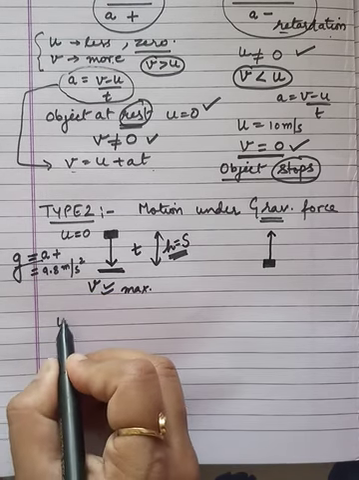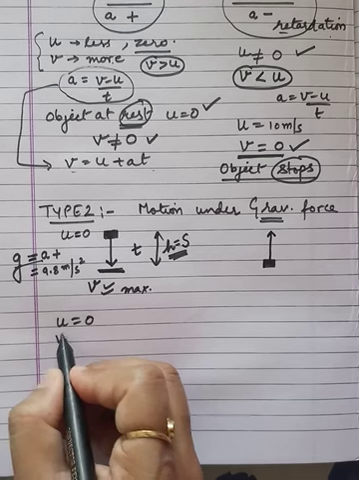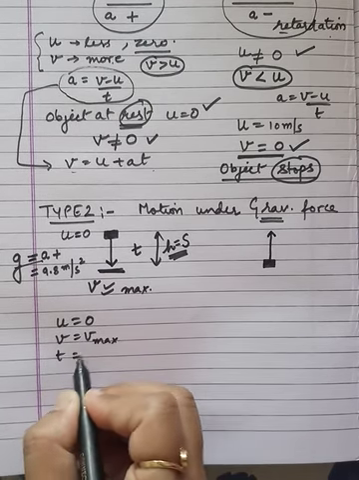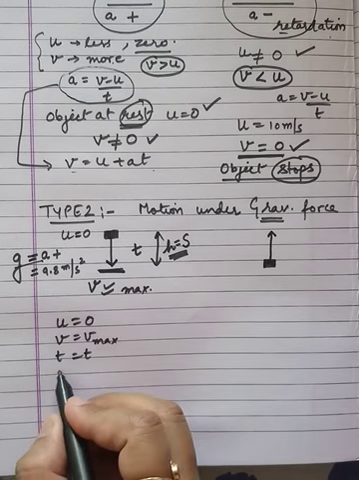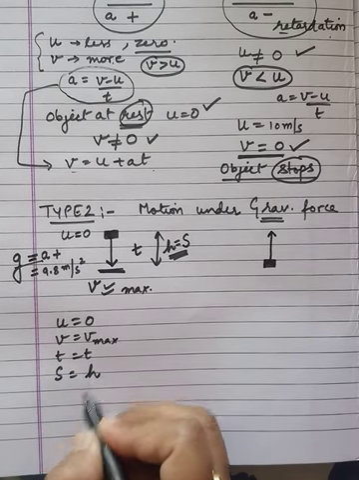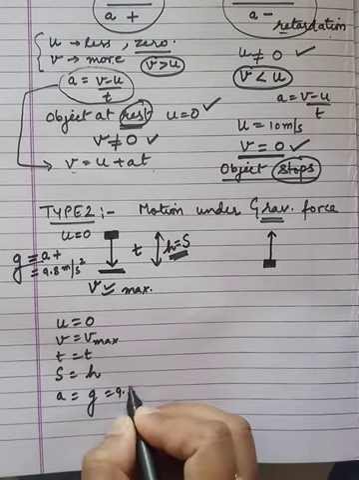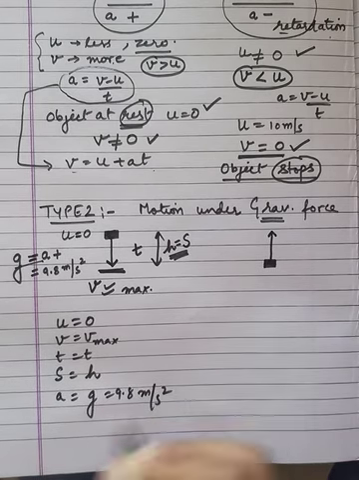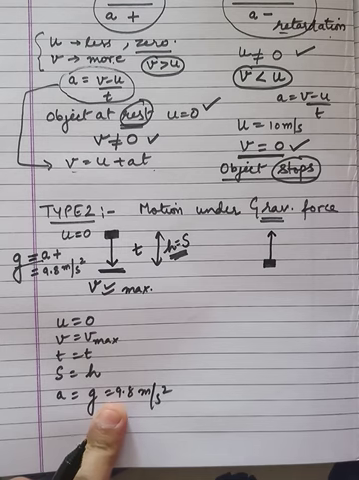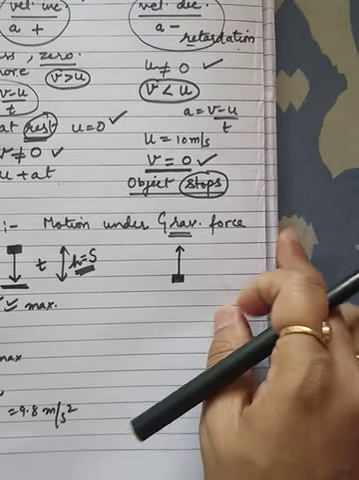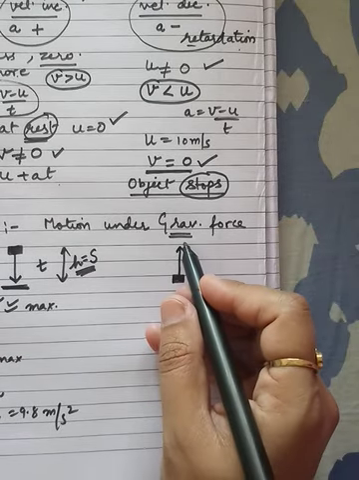So for this case we can write u is 0, v will be v maximum, t will be time, s will be height, and acceleration will be acceleration due to gravity, that is 9.8 meter per second square. So this should be kept in mind. Now for the second type, when the object is thrown upward.